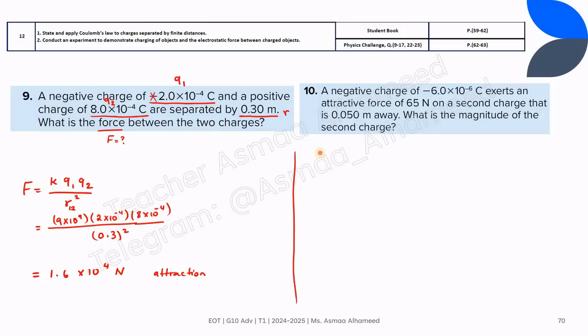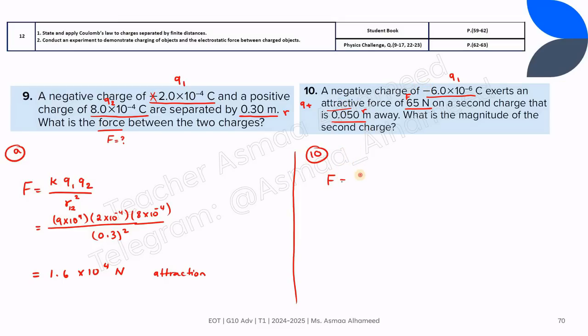Going to the next question, question 10. This is question 9. A negative charge of this much, so we call this Q1, exerts an attractive force of 65 Newton on a second charge that is 0.05 meter away. So this is the force here and this is the distance R. What is the magnitude of the second charge? First of all, the second charge should be a positive charge because it says this is an attractive force and the other one is a negative charge.